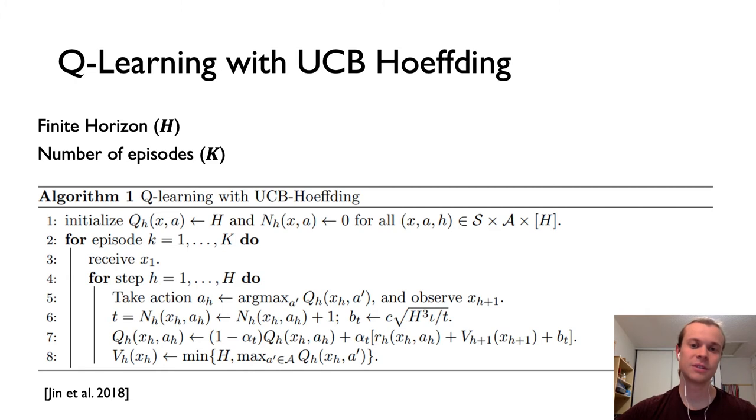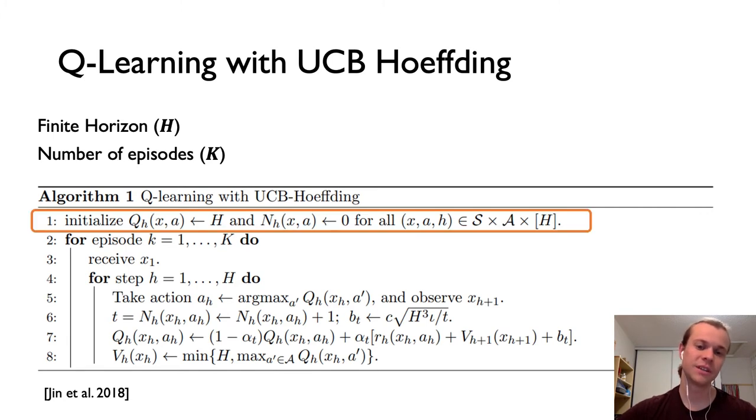The algorithm deals with finite horizons, where the finite horizon is H, and the number of episodes is capital K. The algorithm goes as follows. We begin by initializing. As you can tell from the name, this is Q-learning with upper confidence bounds, so it's going to be very similar to the regular Q-learning algorithm. We begin by initializing the Q function to H for all states and actions, which is essentially the most value you could ever receive at any state and action, so it's an optimistic initialization. Then we initialize a value called N, a counter of how many times we visited each state and action. Therefore, at the beginning it is zero.